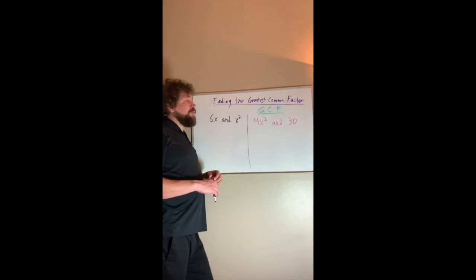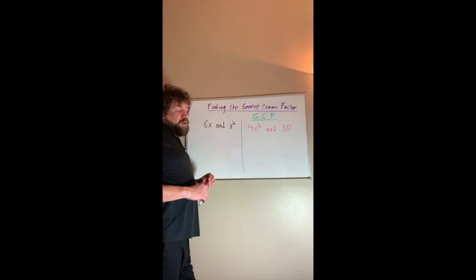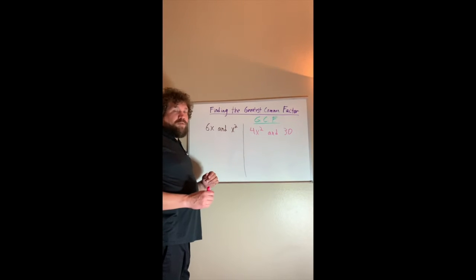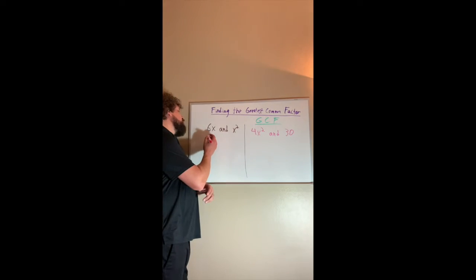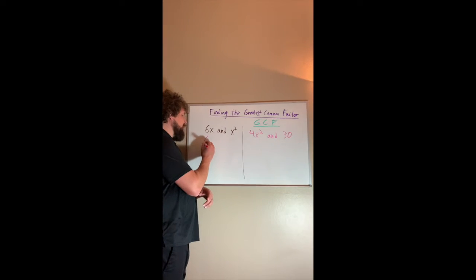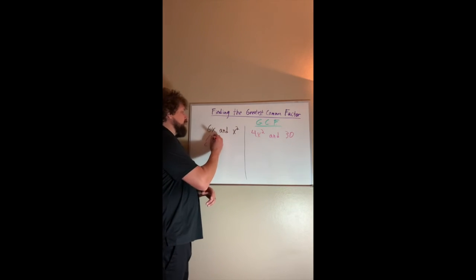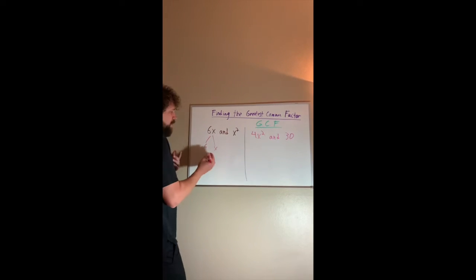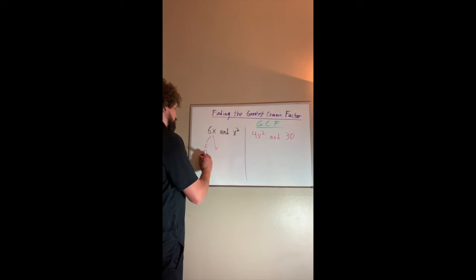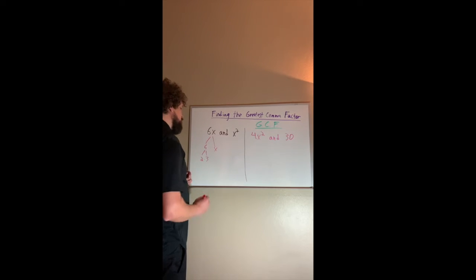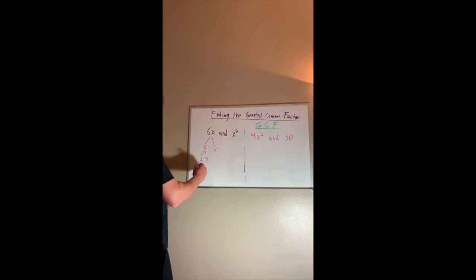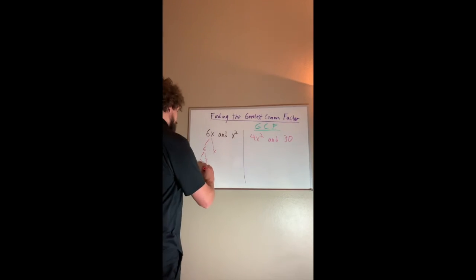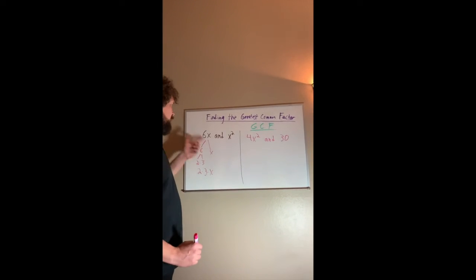Finding the greatest common factor. It's basically going to work out the same way when there's variables involved. Let's just break these terms down. The 6x has a 6 times an x. A little weird. We don't know what the x is, but we don't need to, okay? The 6 is really 2 times 3. So altogether here we have 2 times 3 times x. Those are the factors of 6x.